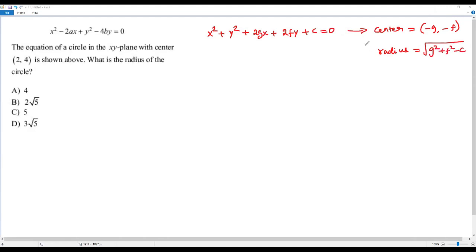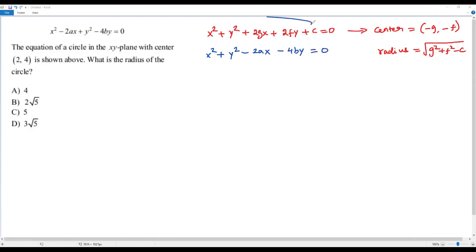Here we can get the values of g, f and c from the equation of the circle. To get g and f, we have to consider the coefficients of x and y, and to get the constant c, we have to consider the constant term in the given equation. Now we can write the given equation exactly in this form. We write x² and y² together, then x² + y². Then the x term, negative 2ax. Then the y term, negative 4by, and there is no constant in the given equation, so it is equal to 0.